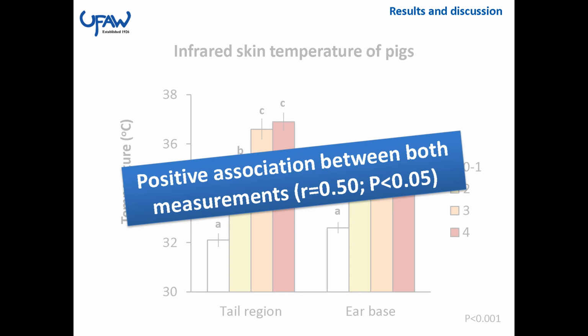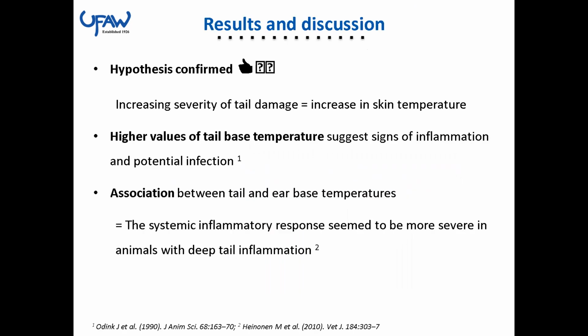So, there was a positive association between both measurements, such that increasing tail lesion severity was associated with increases in skin temperature measured at the base of the tail and the ear. Our finding confirmed the hypothesis that increasing the severity of tail damage is associated with an increase in skin temperature at both regions. Also, although our study did not include physiological parameters, the high value of tail base temperature suggests signs of inflammation and potential infection.